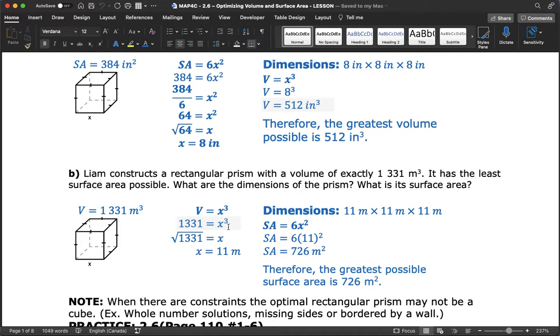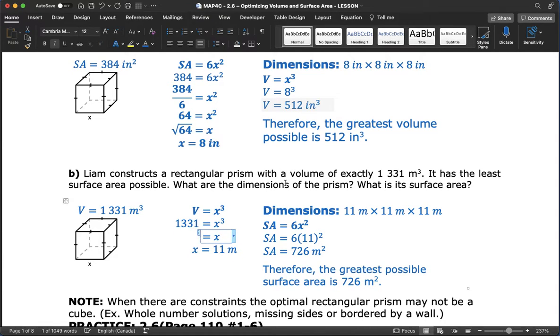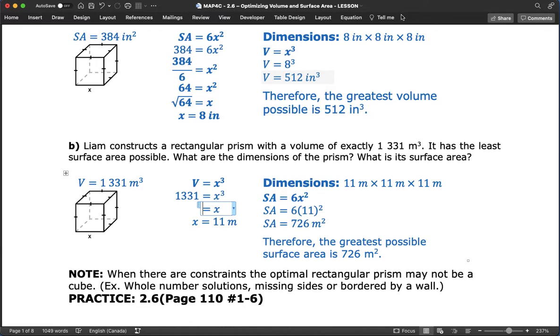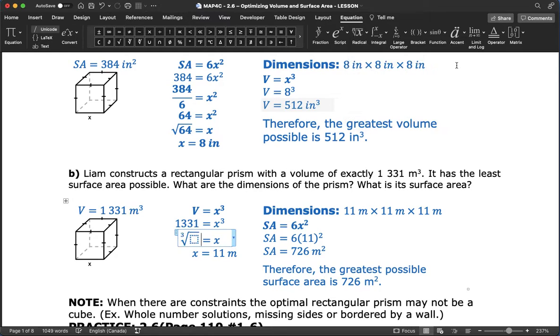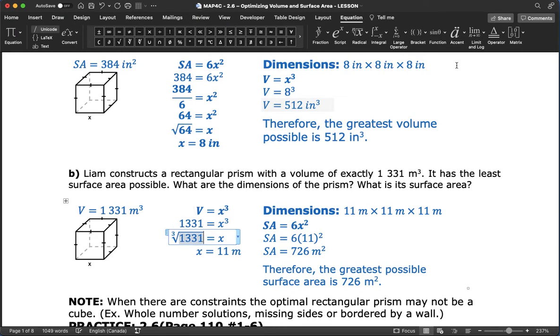The opposite operation of cubing is the cubic root. So we take the cubic root. This should have a 3 on it. Let's change that. And then we end up with 11 meters.